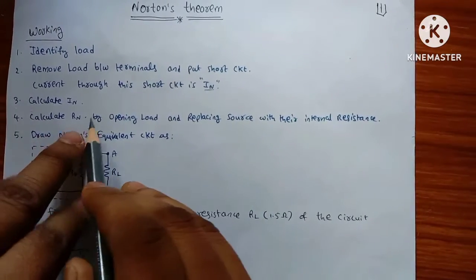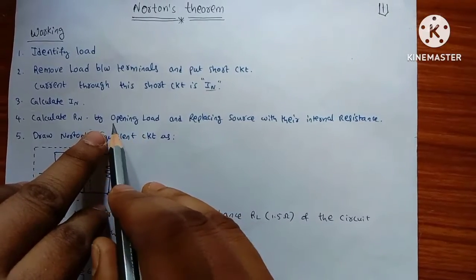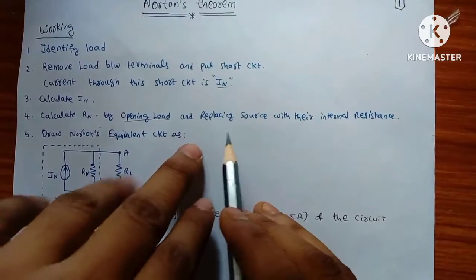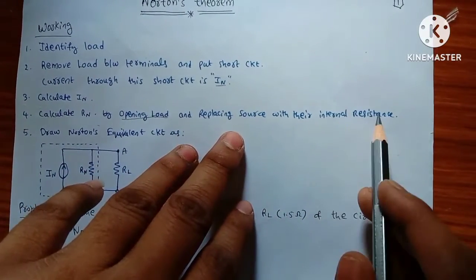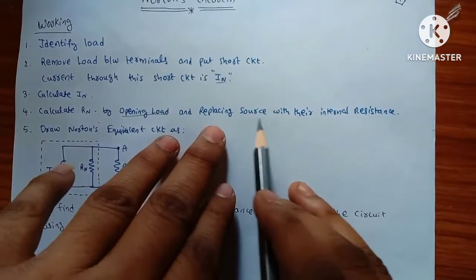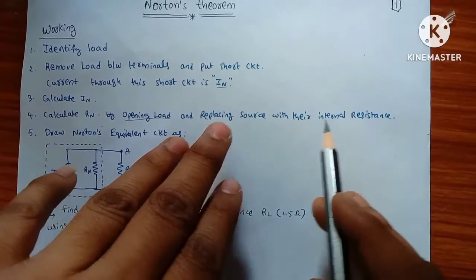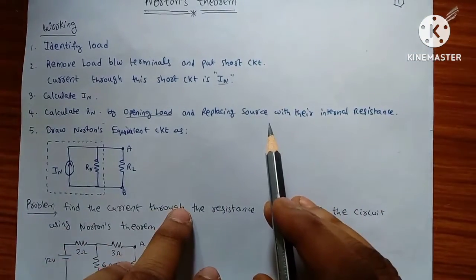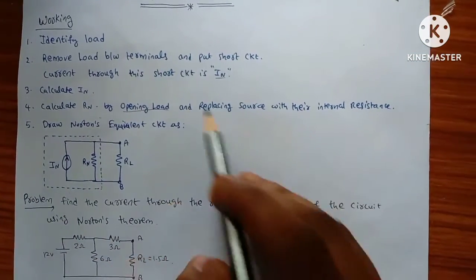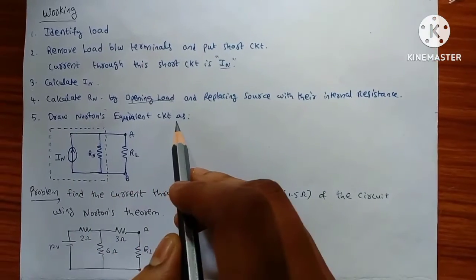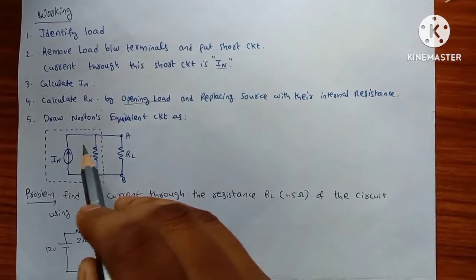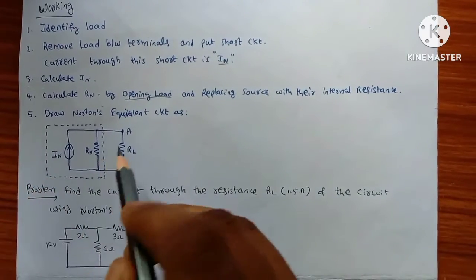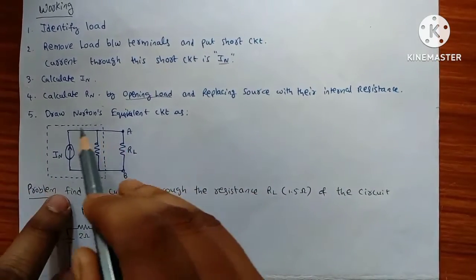Later, you should calculate Norton's equivalent resistance by removing the load, meaning opening the load, and replacing sources with their internal resistance. Replacing sources with their internal resistance means a voltage source is short circuited and a current source is open circuited. Now draw Norton's equivalent circuit as shown. This is Norton's equivalent circuit. So finally we should obtain this circuit.